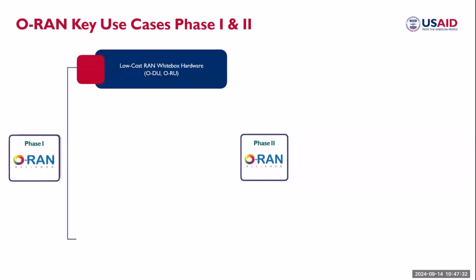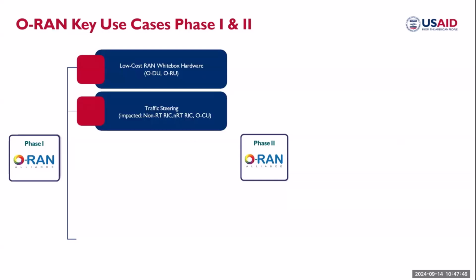So sa phase 1, kasama dito yung mga low cost, okay, white box hardware, including the ODU and the ORU. Okay, so that could potentially reduce the cost of 5G deployment. Nandito rin yung traffic steering. So traffic steering is the evolution of mobile load balancing. So yung nangyayari na yan sa network natin. So you are distributing the different subscribers into different bands. So to optimize na yung performance and yung user experience.